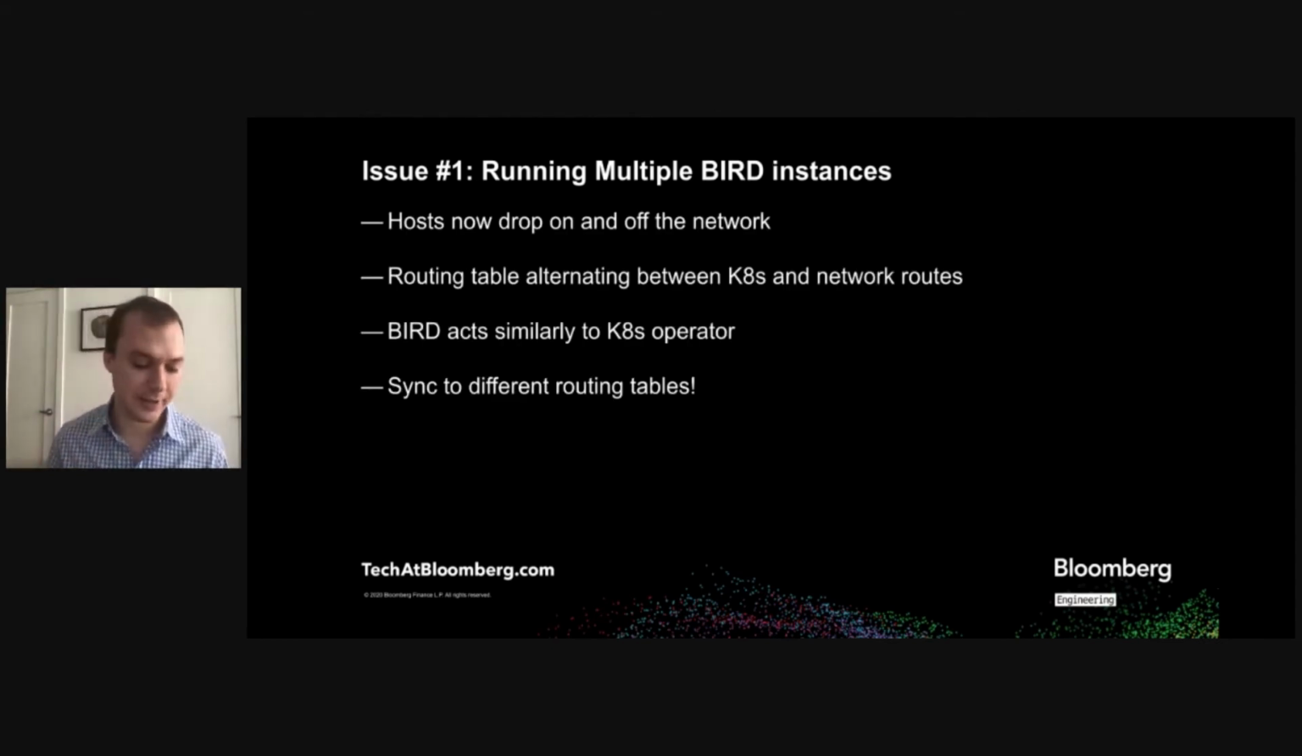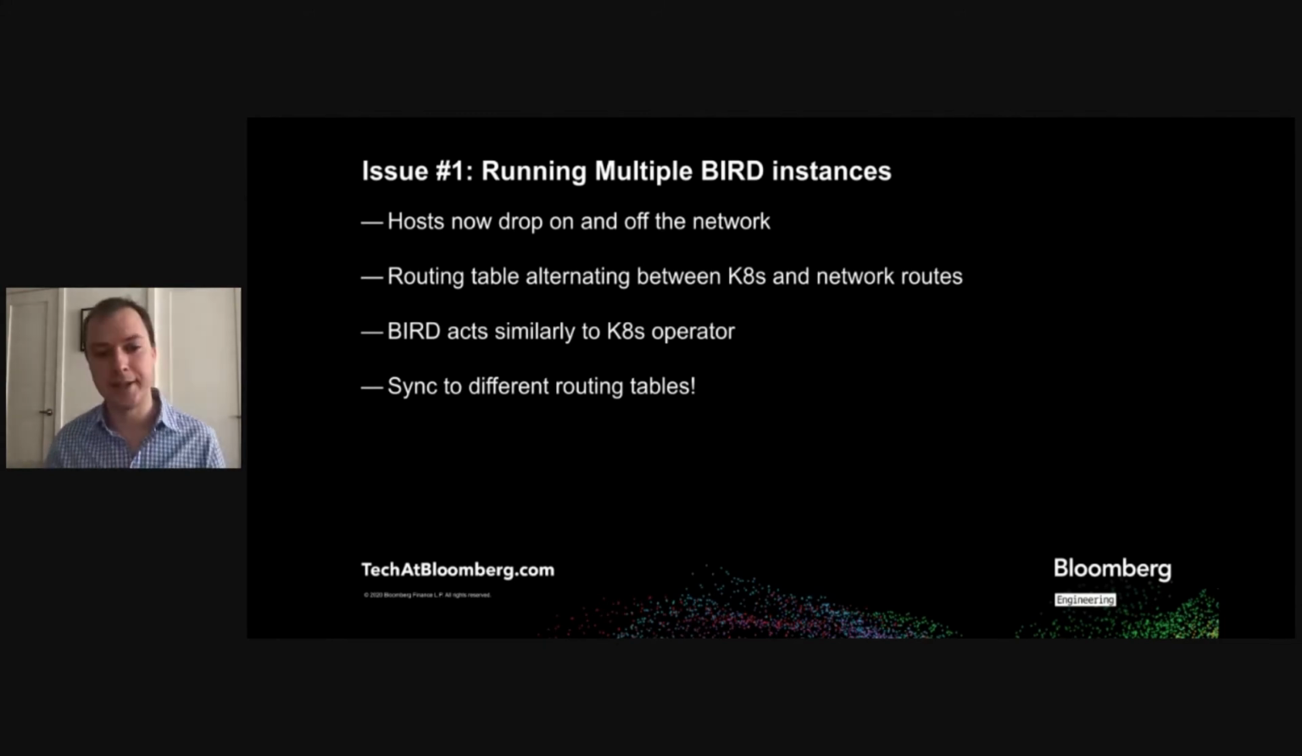But after dealing with that, now we see that our hosts drop on and off the network intermittently. We weren't really sure what was going on here. To have an idea, you have to understand how Bird works. Bird, like a lot of routing daemons, works similarly to a Kubernetes operator in that it has a desired state, which is all the routes that it knows about. And it's constantly syncing and diffing that desired state against an actual state, in this case a routing table. It looks at all the Bird routes in the routing table, does a diff against the ones that it expects, and then either deletes or adds routes based on that.